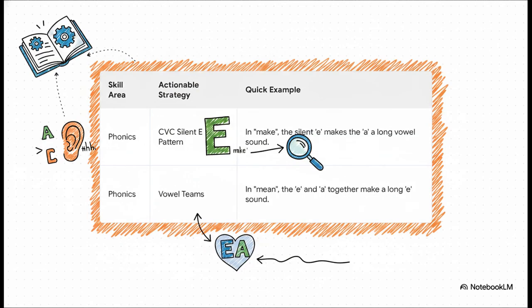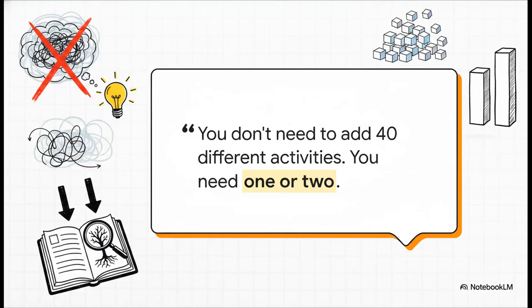Now for phonics, your strategies have to involve print, so you could write about teaching specific patterns, like the silent E rule, how that E at the end of make makes the A say its name. Or you could talk about vowel teams, like how the E and A in mean team up to make that long E sound.